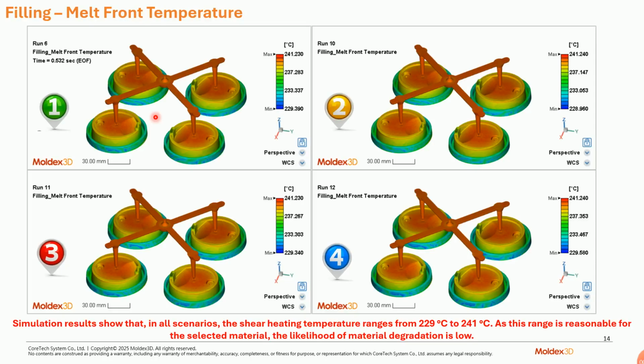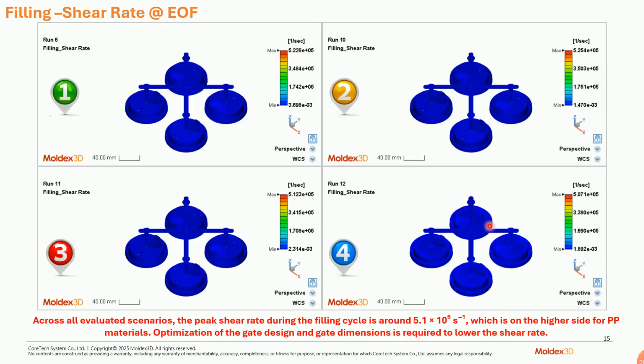Further, we would like to study the possibilities of material degradation with respect to different process conditions. Here, the melt temperature during the molding cycle is 229 as the minimum and 241 as the maximum. Still, for the selected polypropylene material, it is fine. So that's the reason there is no possibility of material degradation. This we can also evaluate.